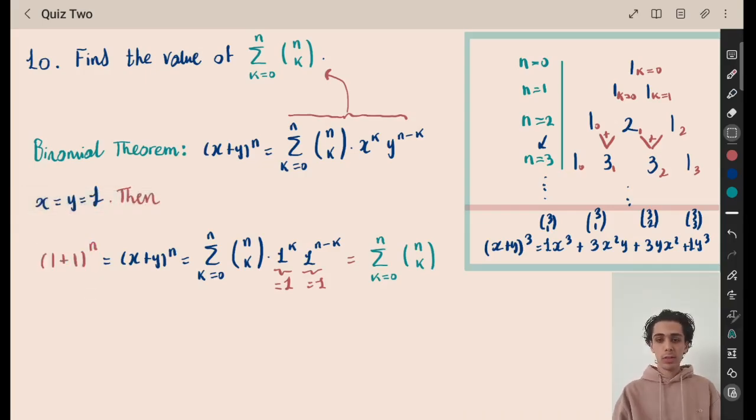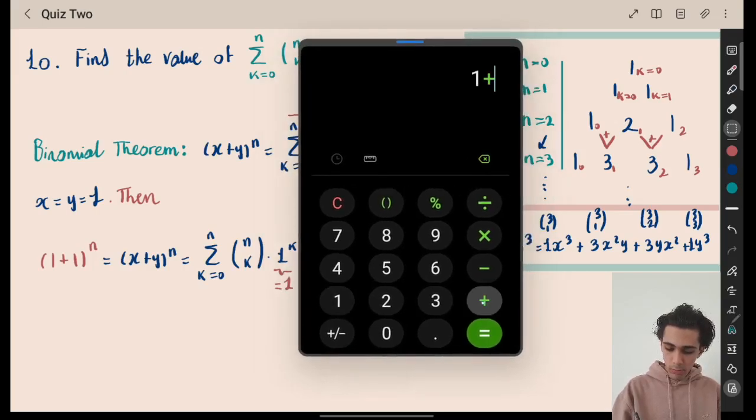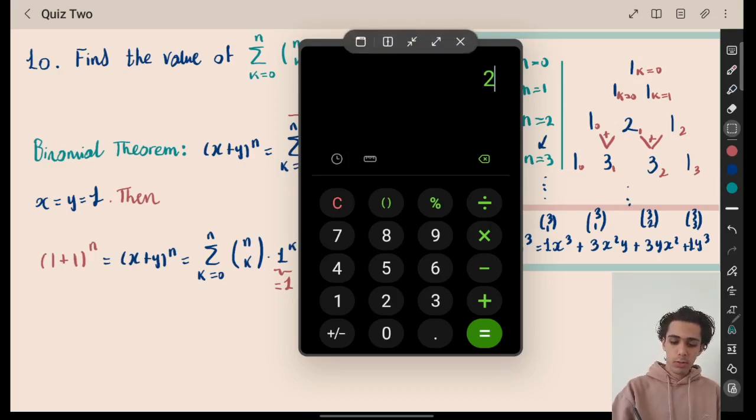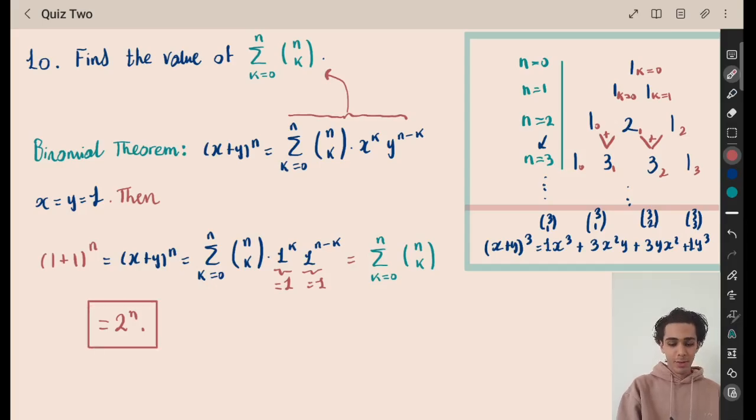And let me see now. I think 1 plus 1 is 2. So this is going to be equal to 2 to the n. That's going to be our answer for this exercise.